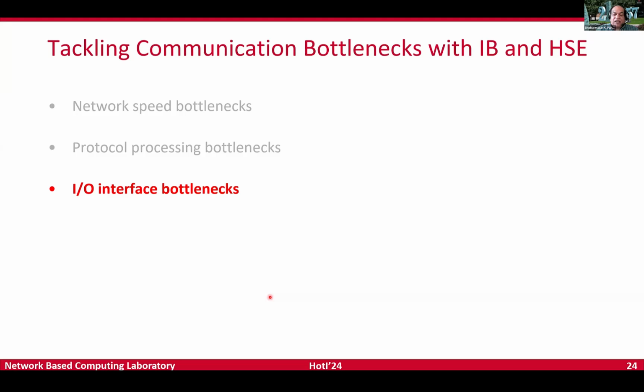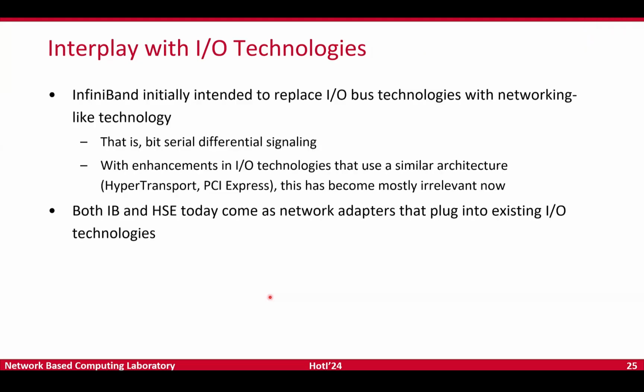So the final thing is the IO interface bottleneck. Let's take a look at the interface with IO technology. If you remember, InfiniBand started in the beginning. When we say data movement, typically it comes from the memory of the sender, goes over the network, through the other adapter, and to the memory of the receiver. Originally, when InfiniBand introduced these lane technologies, they wanted their adapters to talk directly to the memory.